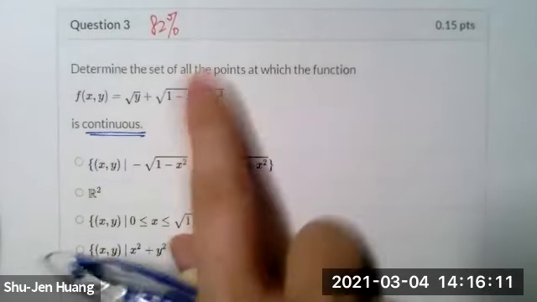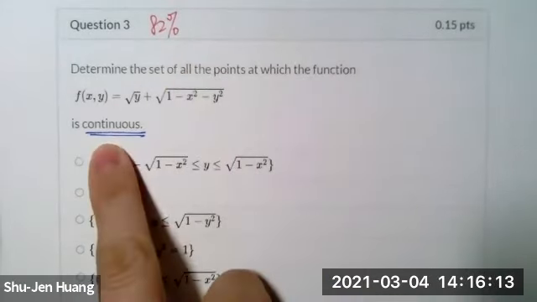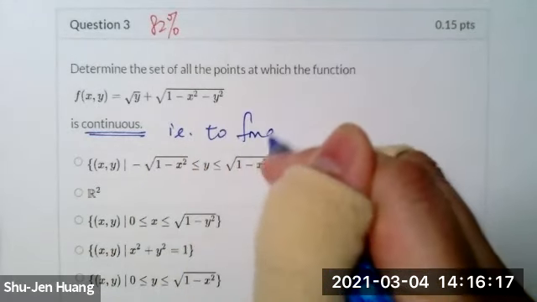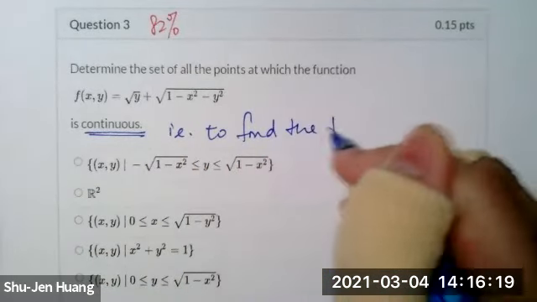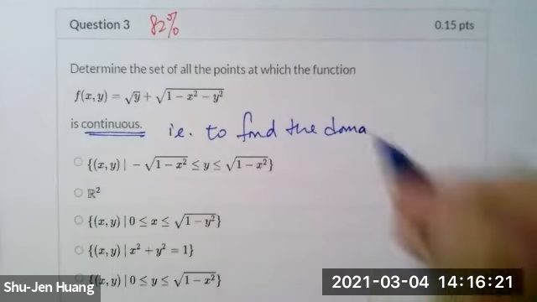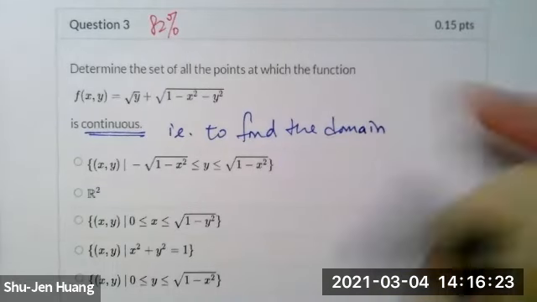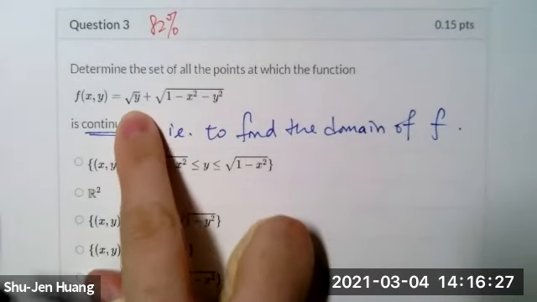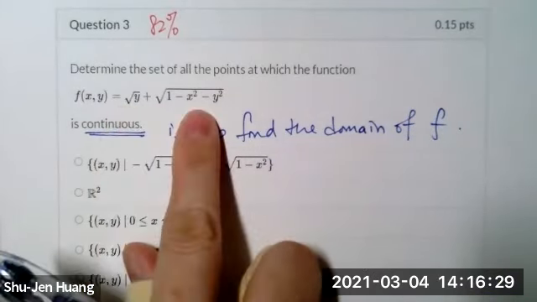So basically, finding the set where the function is continuous is the same thing as finding the domain of the function. Because this is a square root function, we can find the domain of f. Finding the domain is not that bad at all, because we have two square root functions here.